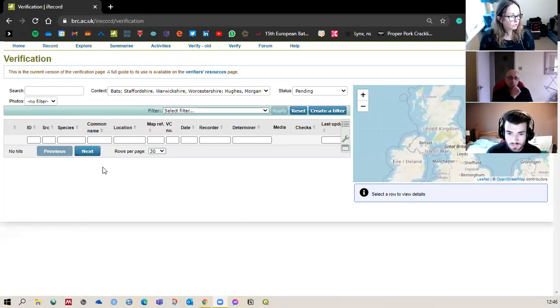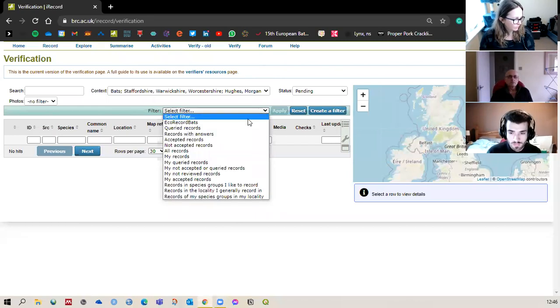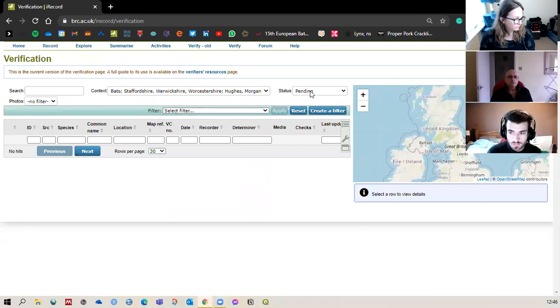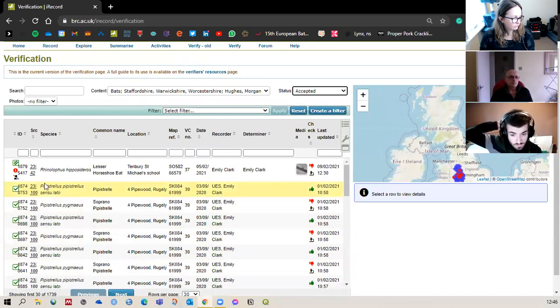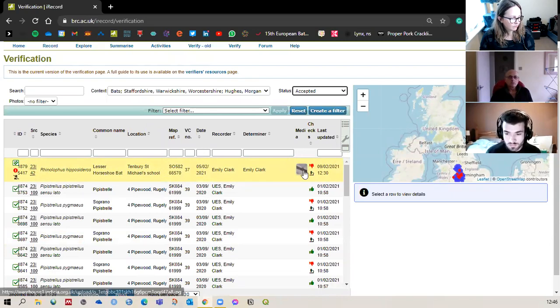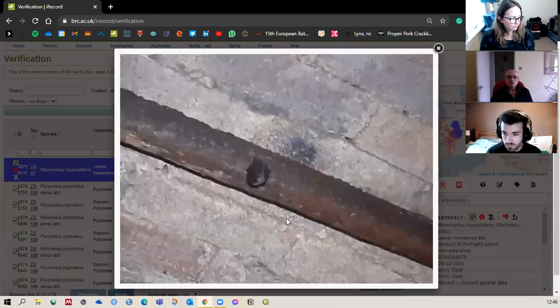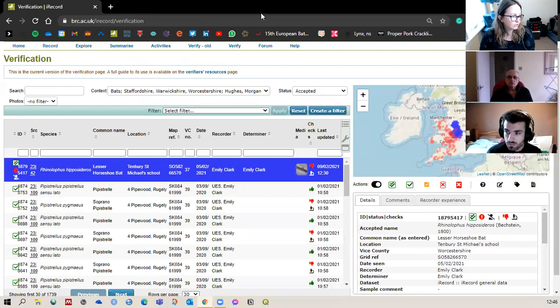So this you wouldn't see. This is what I've landed on because this is my verification page. So for example, you can look at the records that I've accepted recently. There you go. Nice Lesser Horseshoe in Worcestershire. She sent me a photo, which is pretty cool. So I know that she sent me a photo, so I'm just like, yep, no problem. Send the record to Cody as well. So I just forward that.